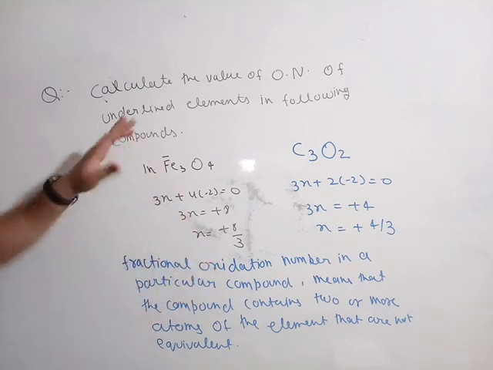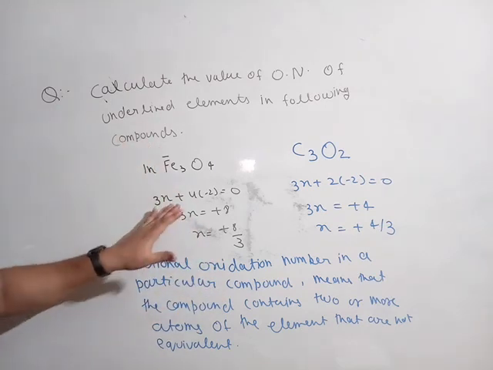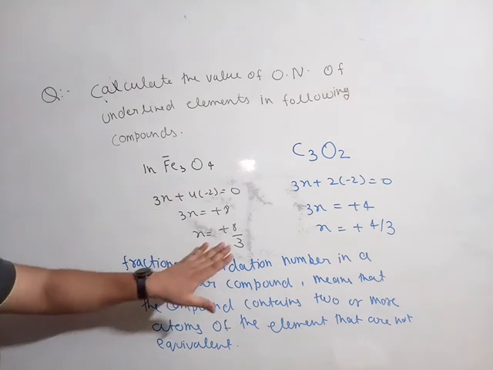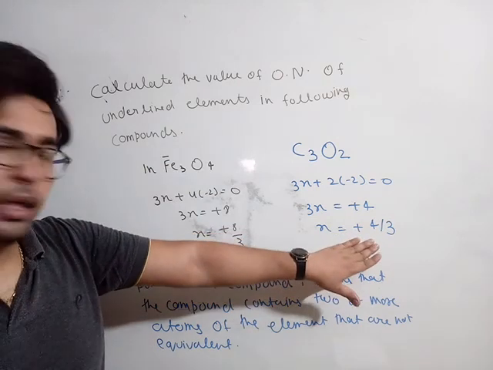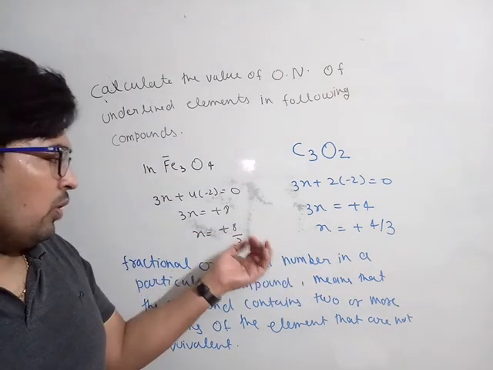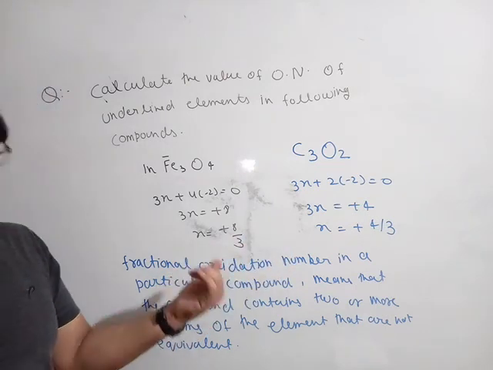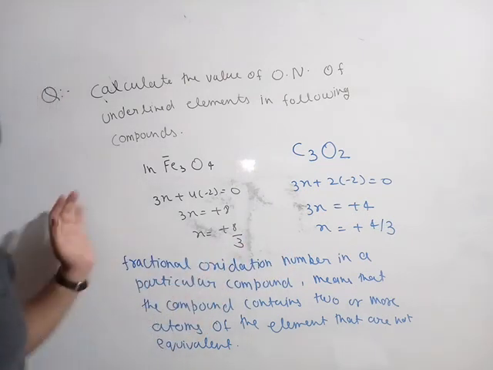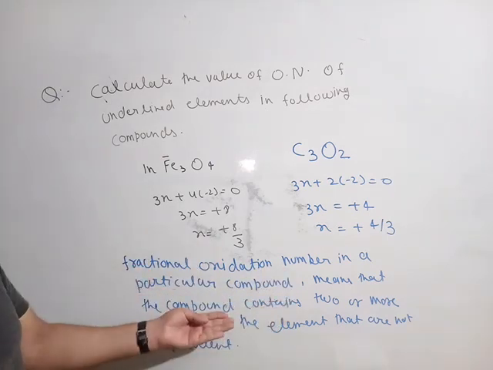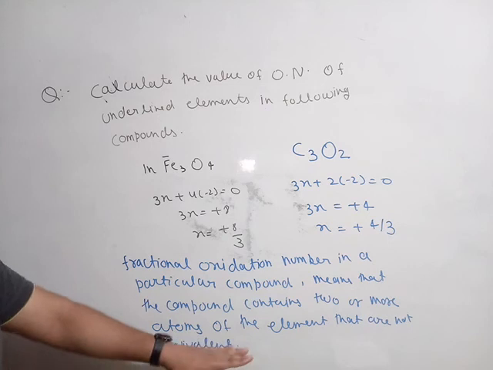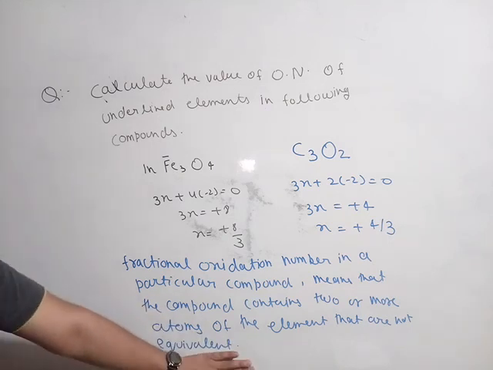If we calculate the oxidation number of Fe here, assume x, so 3x plus 4 into -2 is equal to 0, so x will be equal to +8/3. In C3O2 we'll have 4/3. So what we are seeing is a fraction. How can electron transfer, partial or real, be a fraction? How can a fraction of an electron be transferred? What it means is that a fractional oxidation number in a particular compound means that the compound contains 2 or more atoms of the element that are not in the same oxidation state.